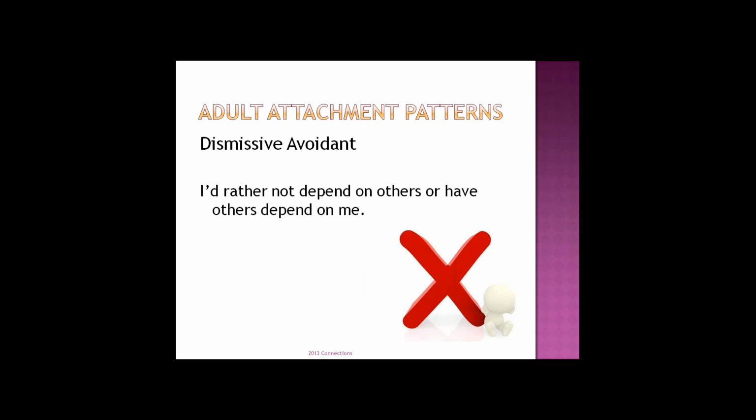The next one, dismissive, avoidant. This pattern has a belief inside that says, I'd rather not depend on others or have others depend on me. It's a belief and a behavior that says, I'm an island all to myself. I dismiss the need and I avoid the possibility. It is self-protection at all costs.